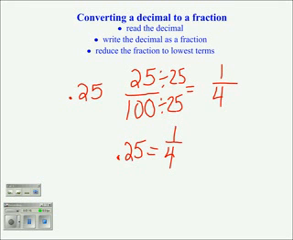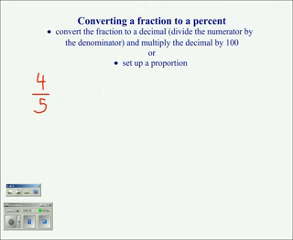So to convert a decimal to a fraction, you simply read the decimal, write it as a fraction, and reduce it to lowest terms. Our next slide is looking at converting a fraction to a percent. Now to do a fraction to a percent, you first need to convert the fraction to a decimal. And again, we did this to convert to a decimal. We divide the numerator by the denominator, and then you can multiply the decimal by 100. Or we could also set up a proportion. So let's look at the first way.